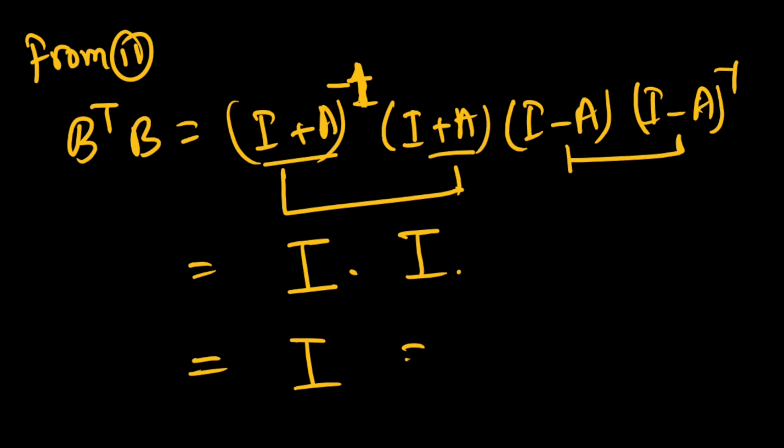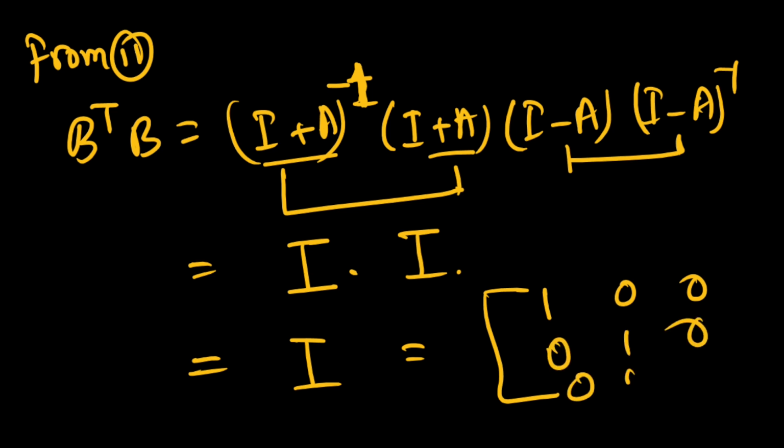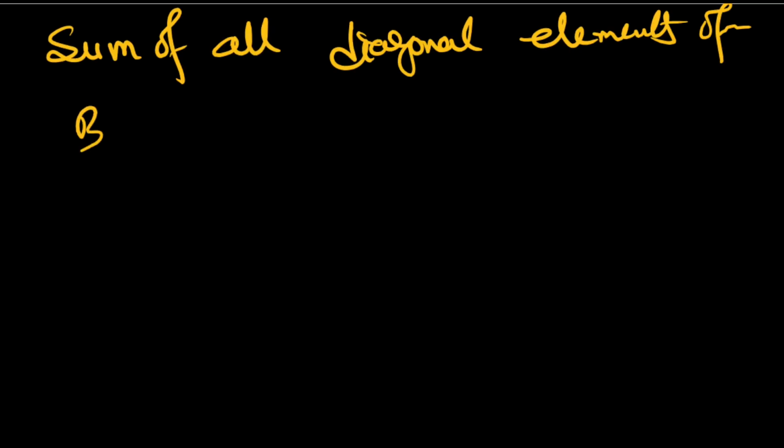Previously we got that B and B transpose are 3 cross 3 matrices. So the identity matrix is also a 3 cross 3 matrix. So that is 1 0 0, 0 1 0, 0 0 1. Therefore the trace, that is the sum of all diagonal elements of B transpose B, is equal to 1 plus 1 plus 1, that is equal to 3.